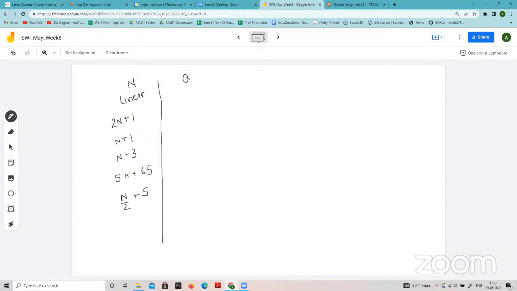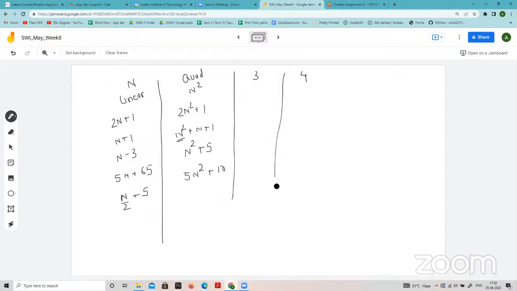So when I say quadratic, I would say n square. So it can be 2n square plus 1, n square plus n plus 1. Why? Because the degree is 2, so it will still remain quadratic. What governs the graph is the quadratic part, not the linear part. N square plus 5, 5n square plus 10, all these remain quadratic. Same with cubic, same with biquadratic, and it goes on. All these are polynomial, but you need to make sure that this is a linear polynomial, this is a quadratic polynomial, this is cubic, and this is biquadratic.